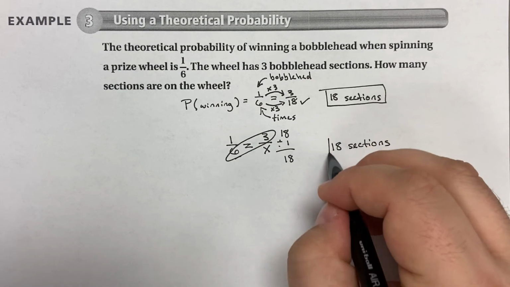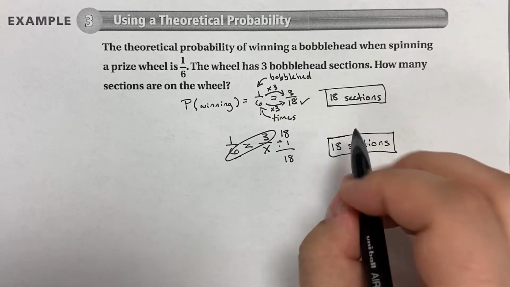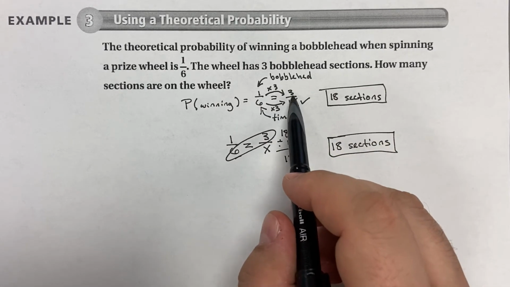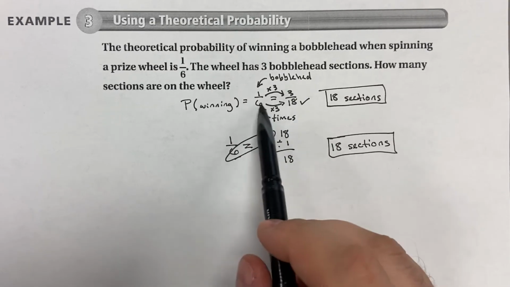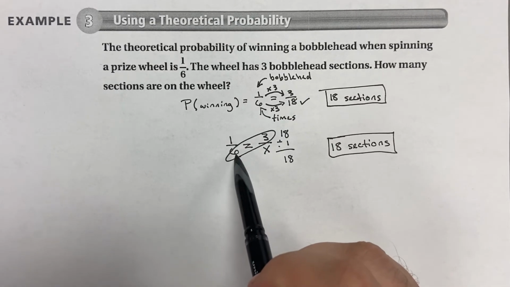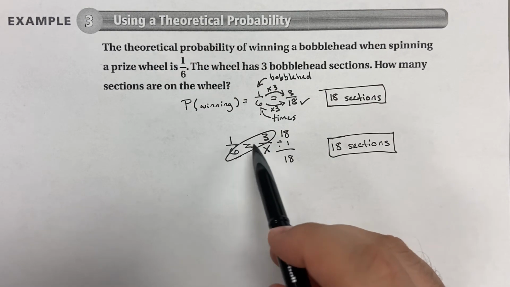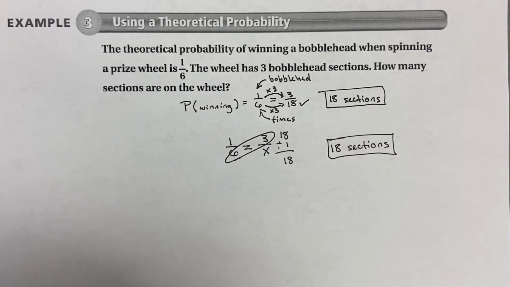In both cases, I got the exact same answer because this is how we can think about it. We can even write it down if you want to. It just takes a lot more writing. And this is how we can work through it: cross multiply, divide by what's left, and that gives us our answer.